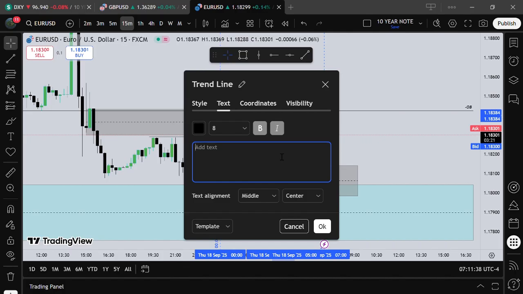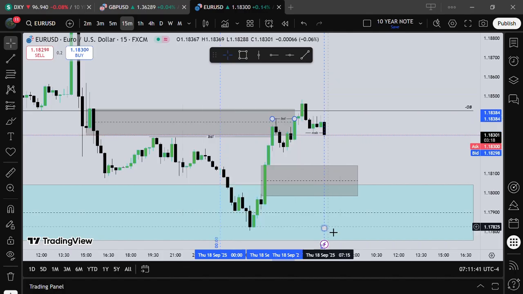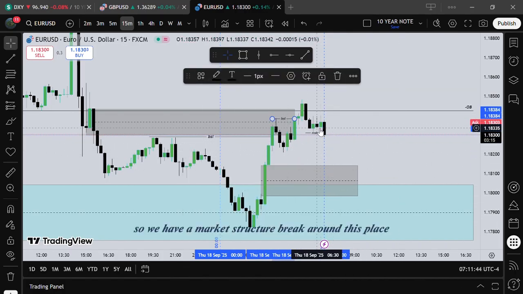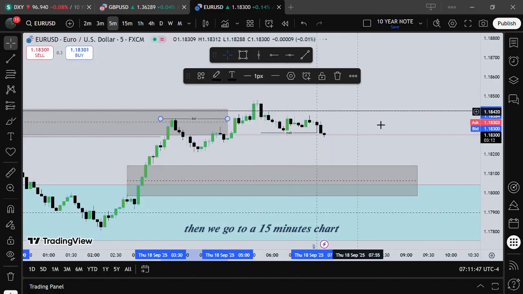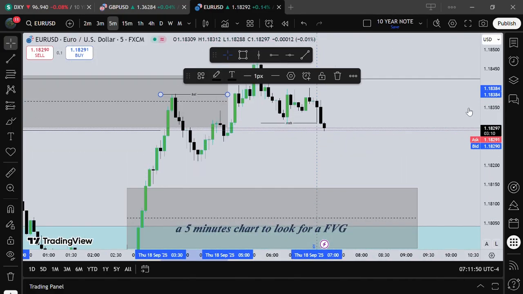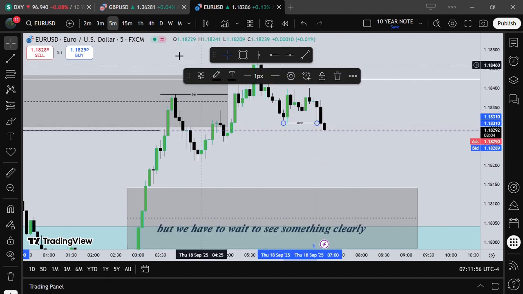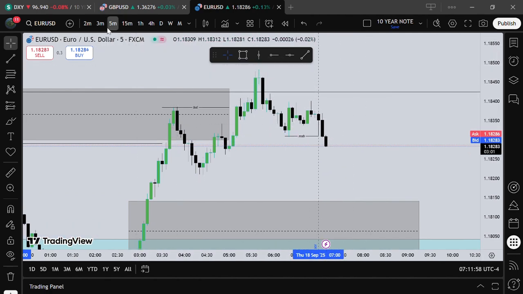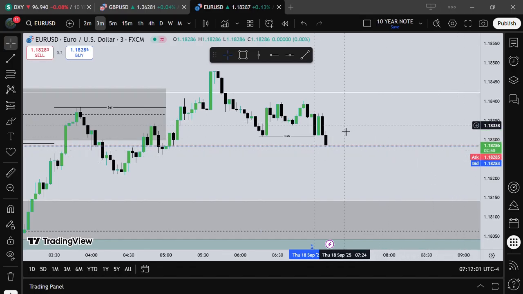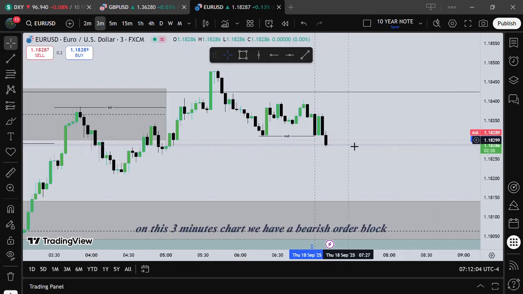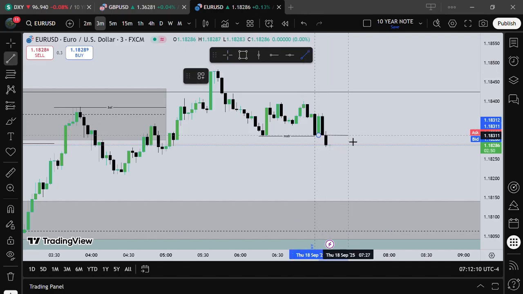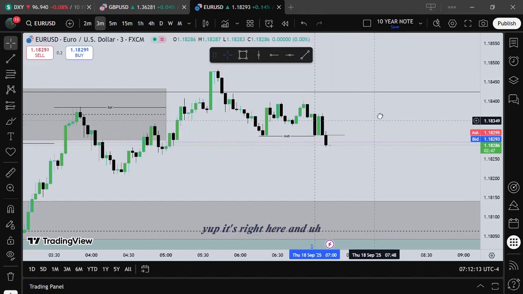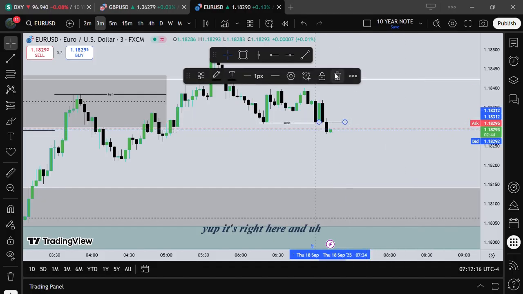So here now, buy side liquidity again, and we have a market structure break around this place. Then we go to the 15-minute chart, 5-minute chart to look for a fair value gap. I don't think there's any fair value gap around this place currently, but we'll have to wait to see something clearly. Let's go to a 3-minute chart. On this 3-minute chart, we have a bearish order block, right here.